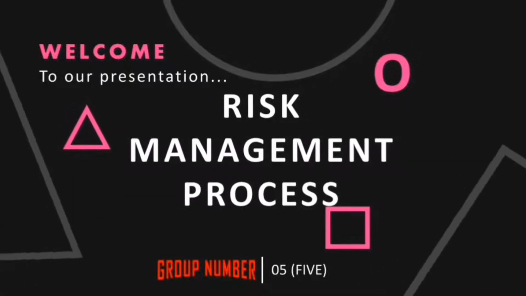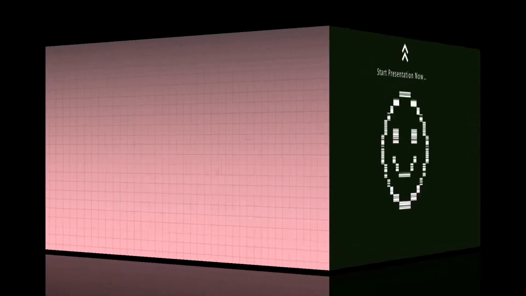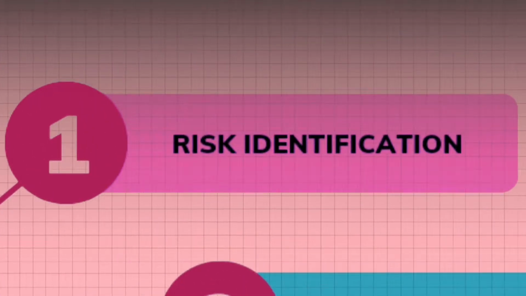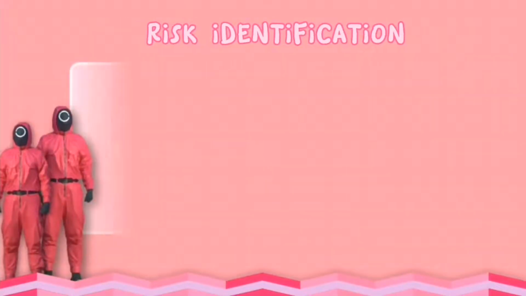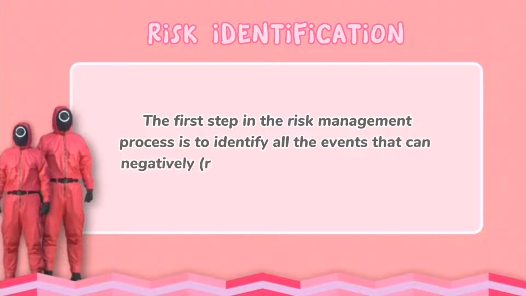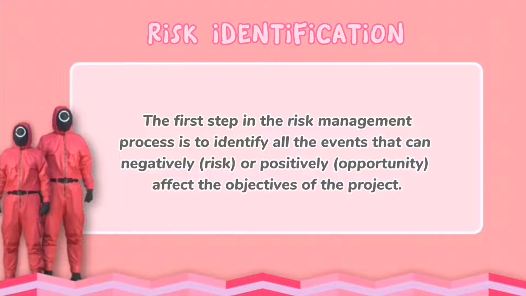Risk management process. The group decided to narrow it down to 4 steps to focus on the most main steps. First step is risk identification. The first step in the risk management process is to identify all the events that can negatively, which is risk, or positively, which is opportunity, affect the objectives of the project. So basically, ang risk identification ay ang proseso kung saan tinutukoy mo yung mga risk na pwedeng makaprevent sa business para maabot nito yung kanyang objectives.